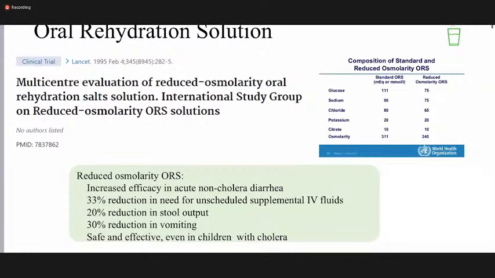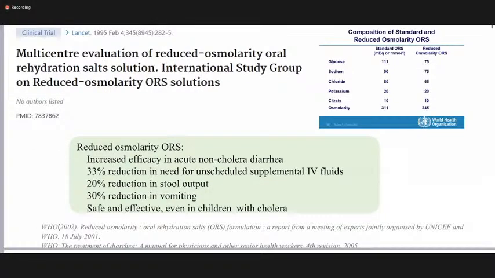Okay. You can skip this slide. It's fine that ORS is clearly efficacious. Go on to the next slide.